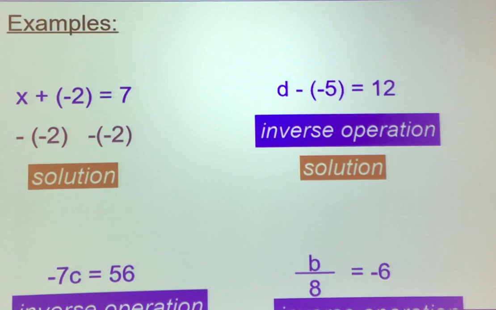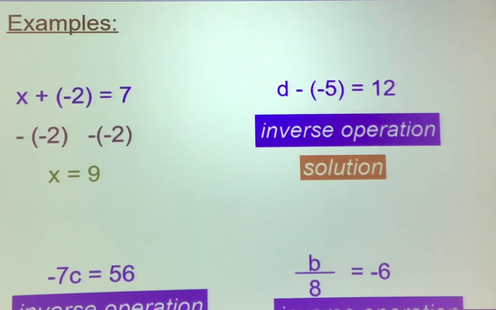Well, on the side with the variable, those we've learned cancel each other out mathematically, and we've got x by itself. On the other side, we have 7 minus a -2. Well, we know from our integer rules that when we're subtracting with integers, we use keep, change, change. And when we do that, we're going to get a solution of x is equal to 9.